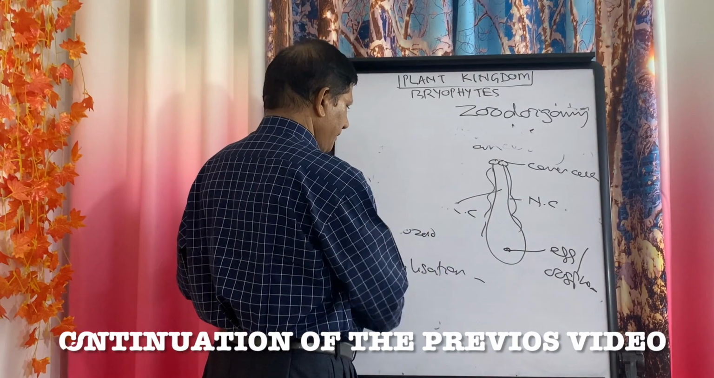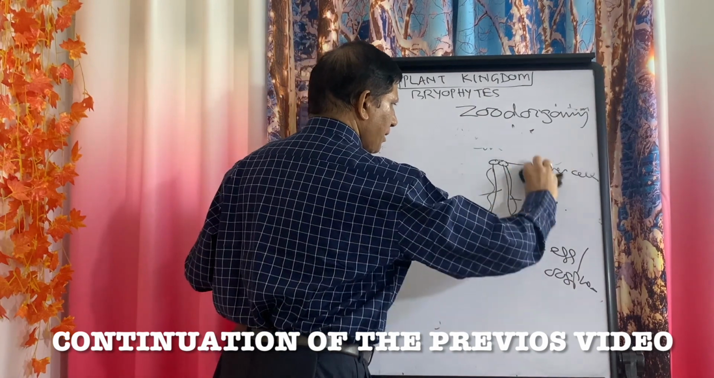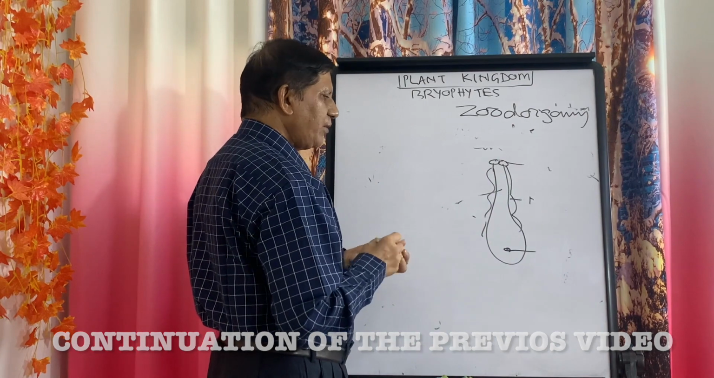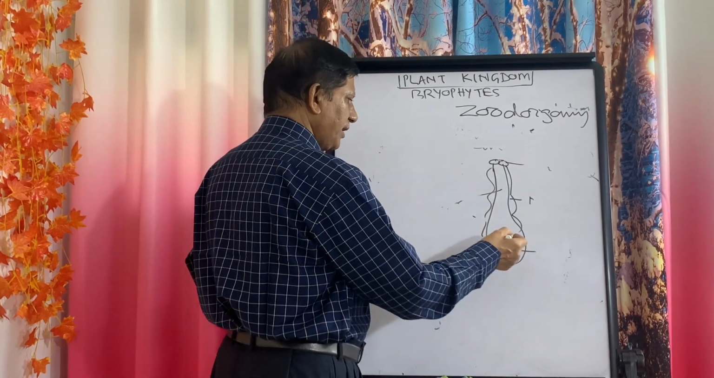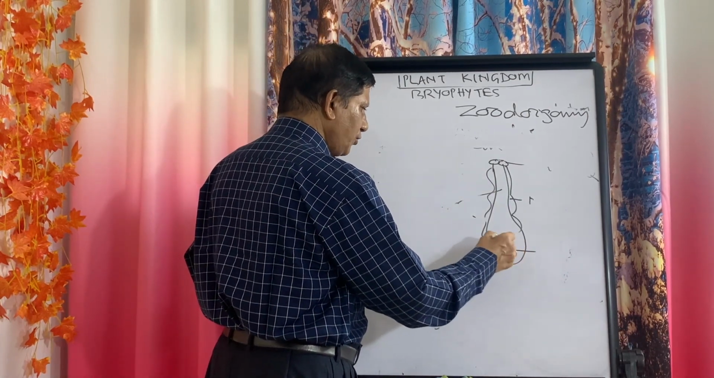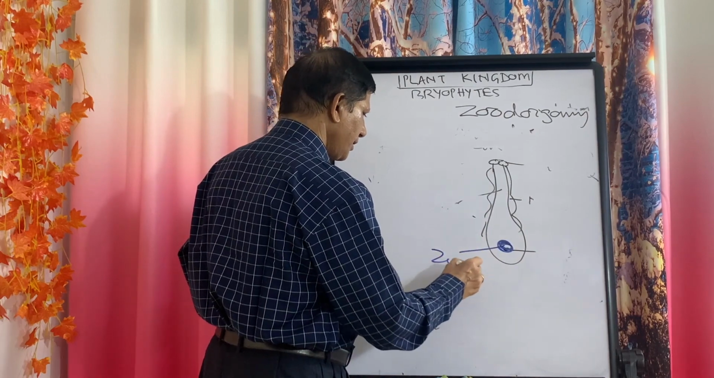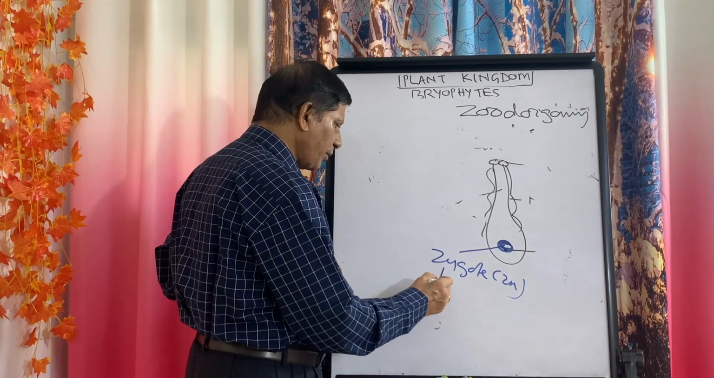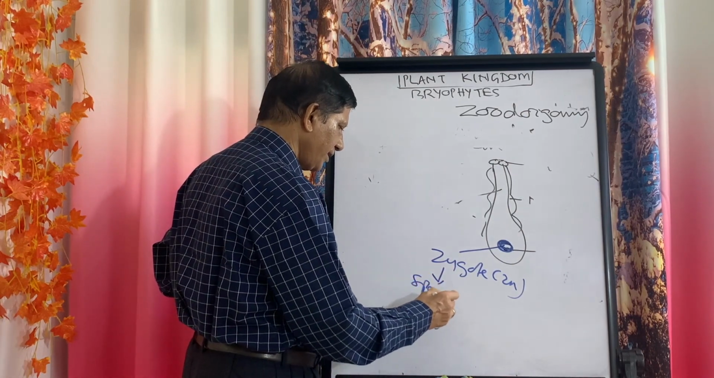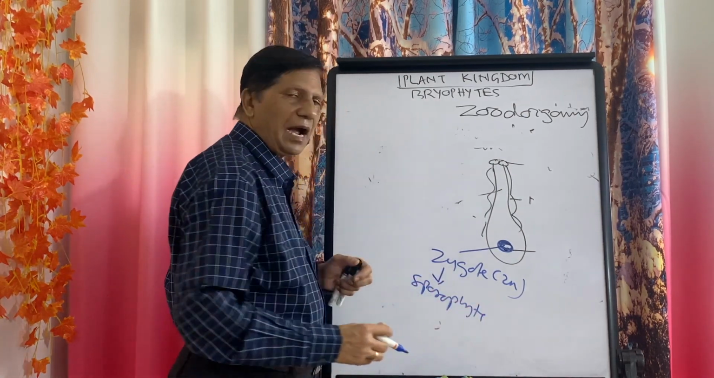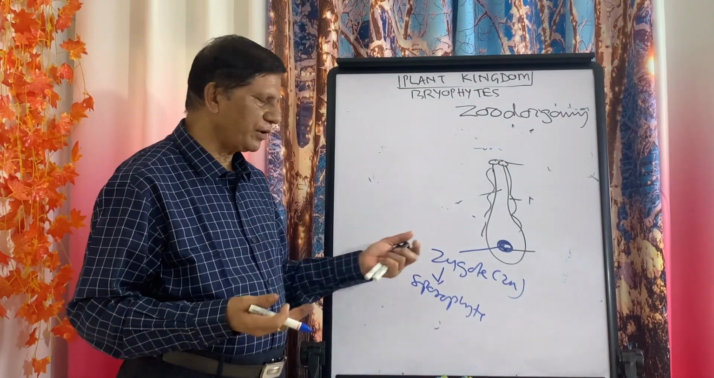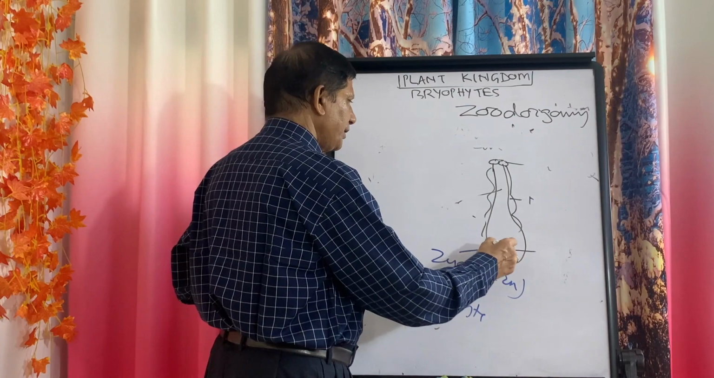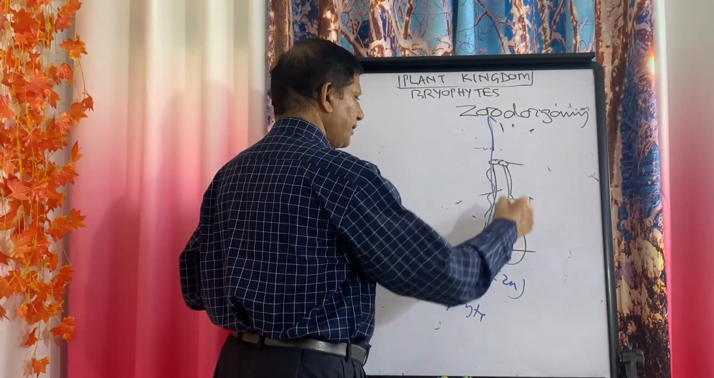The fertilization takes place in the presence of water. Now here the sporophyte will develop, because after fertilization this is the zygote, and the zygote is 2n. This zygote is the starting point of the sporophyte. Now see, the haploid stage is complete. Now the diploid stage, the sporophyte, comes. Now here this sporophyte plant body will develop.